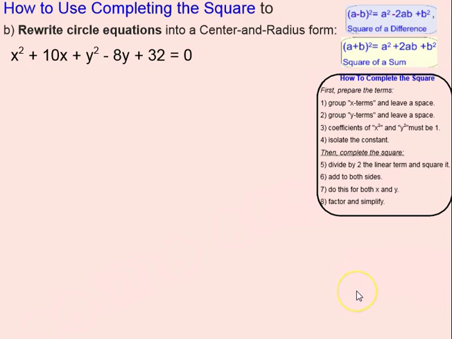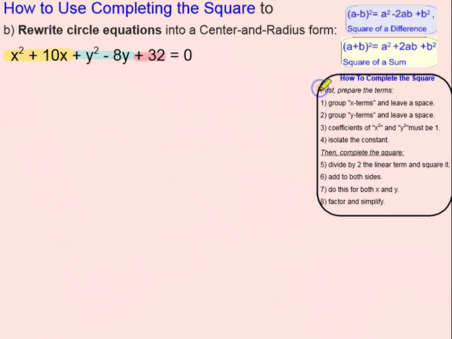So, completing the square is used not only for solving quadratic equations, but for rewriting equations of circles in a center and radius form. Let's observe our equation just to understand it better. You will then notice that there are two terms that contain x, two terms that contain y, and one constant. The other side of the equation is 0, but technically you can have another numeral here.